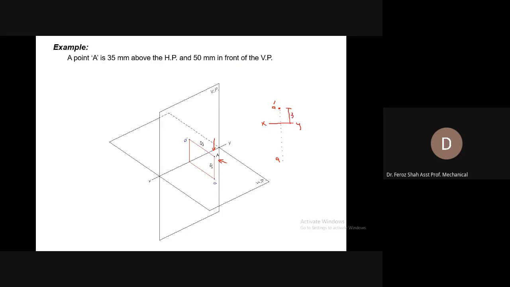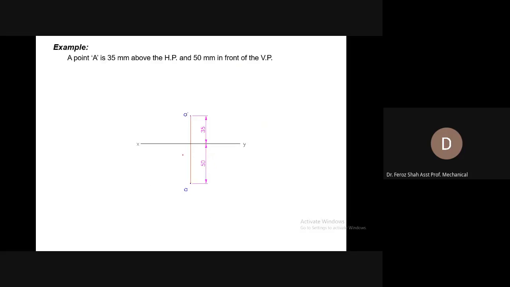So you are done. This must be the final projection that you will have to show on your drawing sheet: only the XY reference line and the relative position of the front view and the top view, along with the dimension lines and also the extension lines. So this is how to project a point.